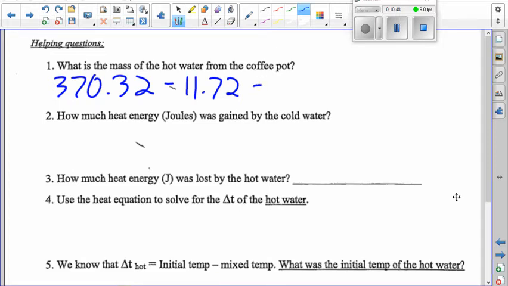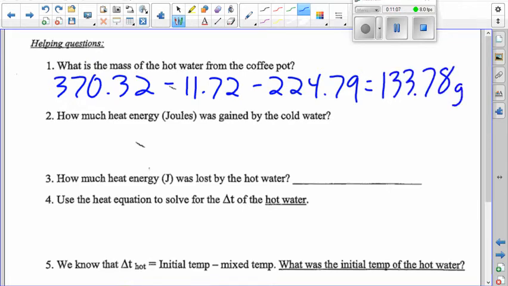The mass of the cold, and what was that? 224.79. Correct. And what did that mass come out to be? 133.70. Okay. Again, that's the mass of your hot. I don't need this number right away, but I will need it soon. So I'm going to box that up and put it on layaway for a minute here.